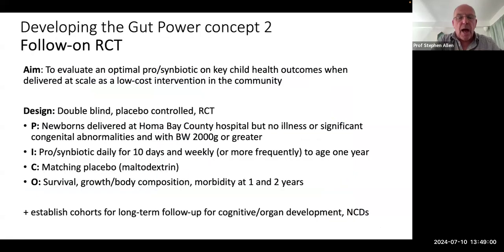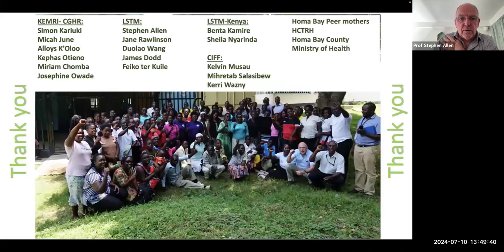And then very finally, we feel that, again, to support a program of community intervention, large scale, we should probably do a randomized blinded control trial using just one product against a control, and perhaps give it more frequently to try and improve gut inflammation and gut biomarkers, and possibly giving it for longer, up to 1 year, and look at the type of outcomes, and then also establish these as cohorts for long-term follow-up, into later childhood and early adult life for organ development and NCDs.